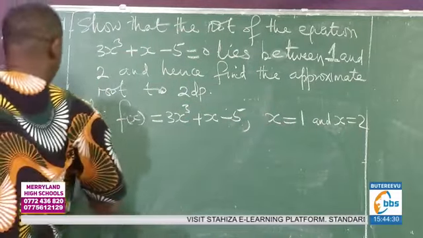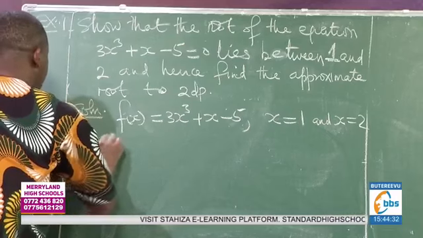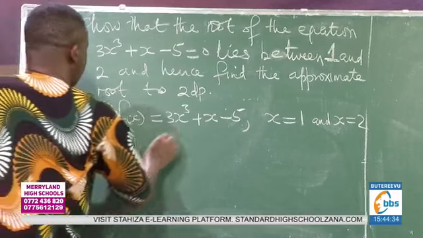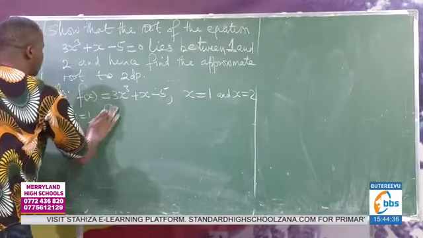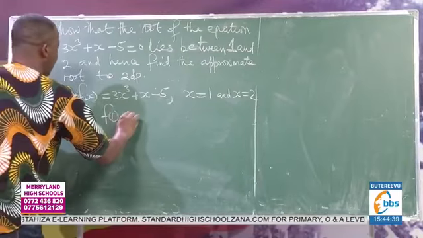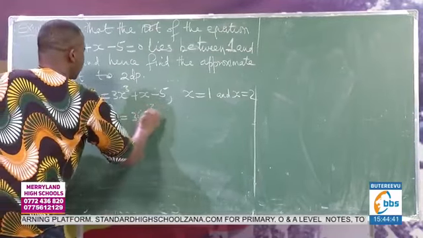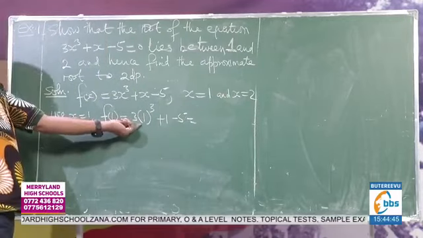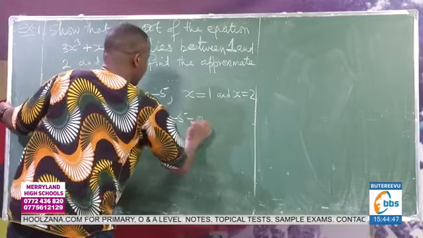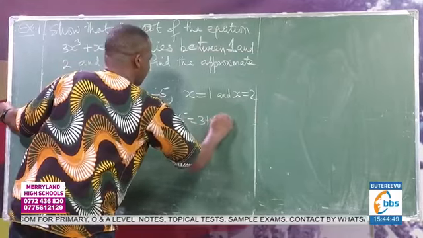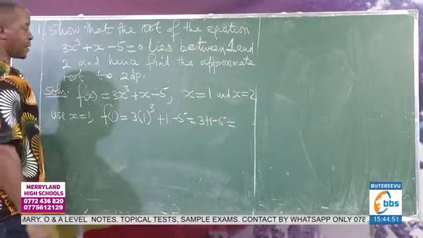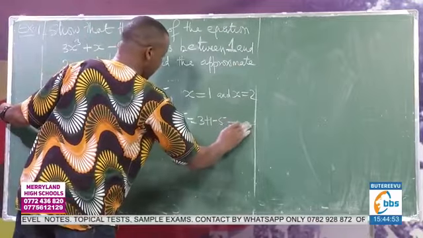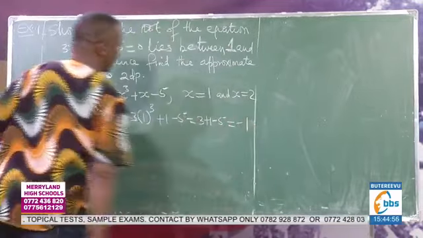So we shall use x as 1 to get f of 1. As I've just shown you, f of 1 will be 3 into 1 to the power 3 plus 1 minus 5. And if we compute, this is actually 3 plus 1 minus 5, and this will give us negative 1.